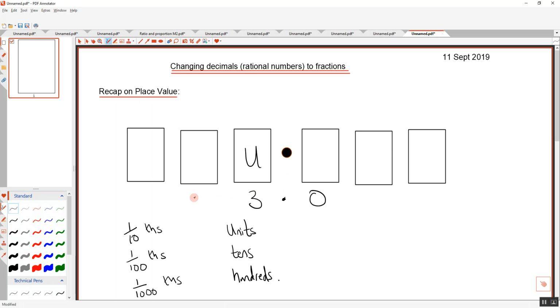If I make this number now, what number have I written, Peter? It's 23, right. So what does this column represent? Tens. And if I put another number in here, let's put the number 1, this represents hundreds, because we read it as 123. 20 is how many lots of tens? 2 tens and 3 units.